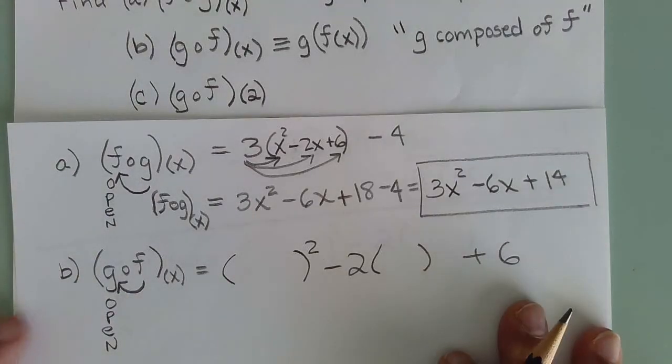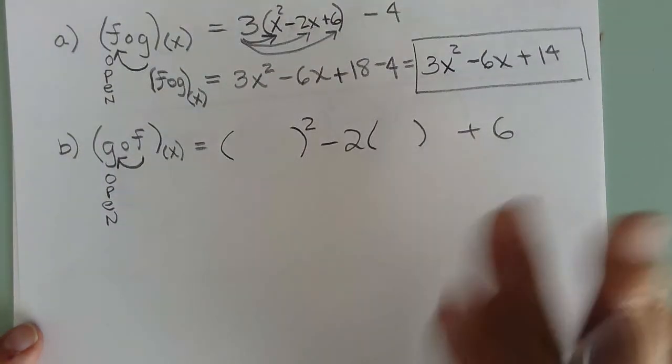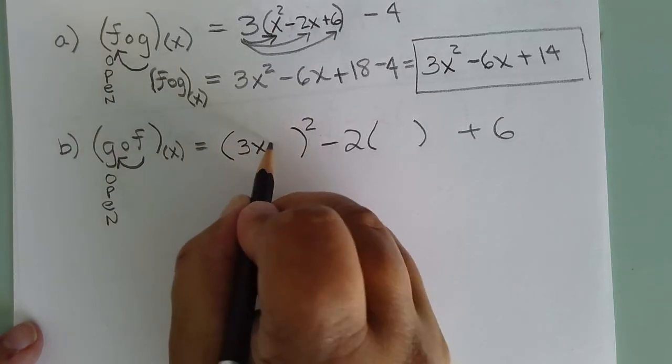So the f function, let's look up here again. It was 3x minus 4. And that is what we're going to be plugging in here.